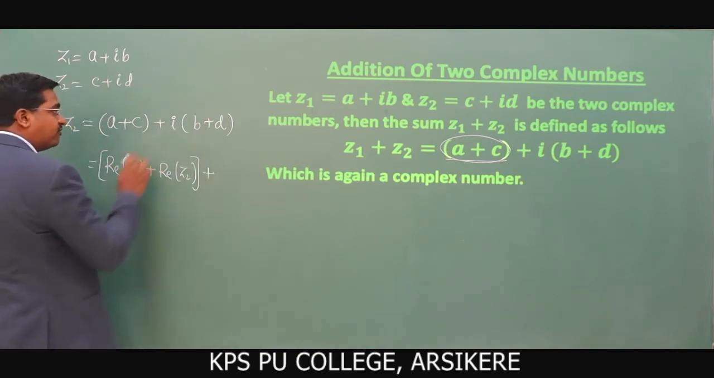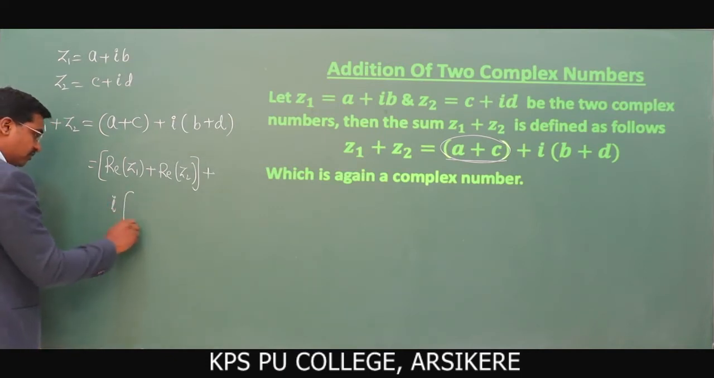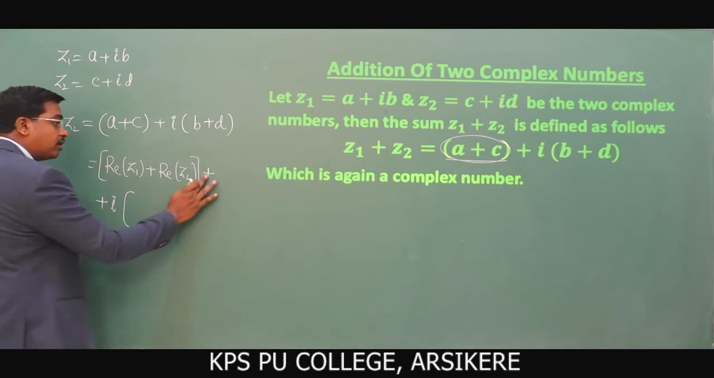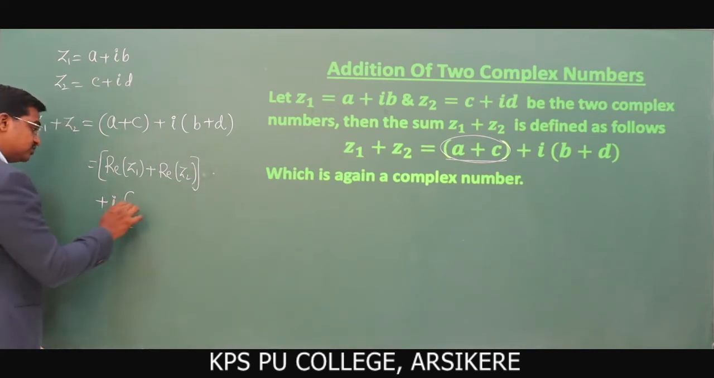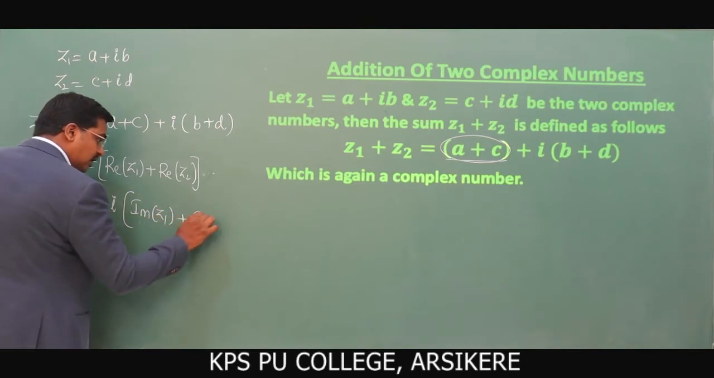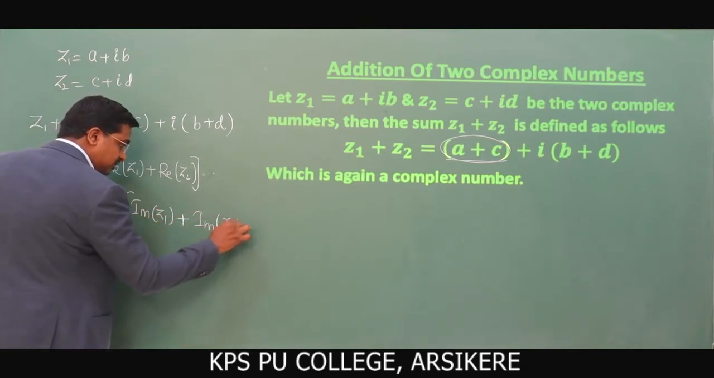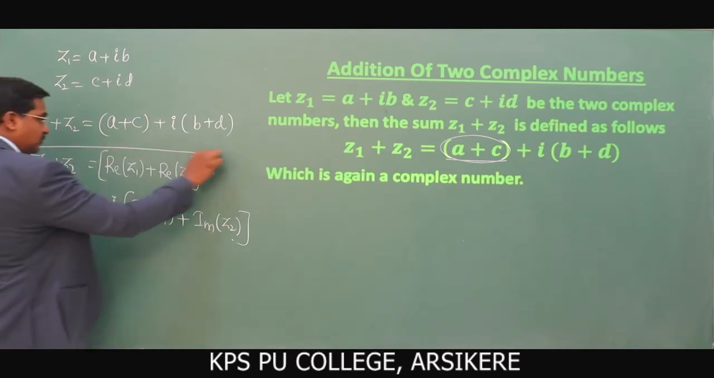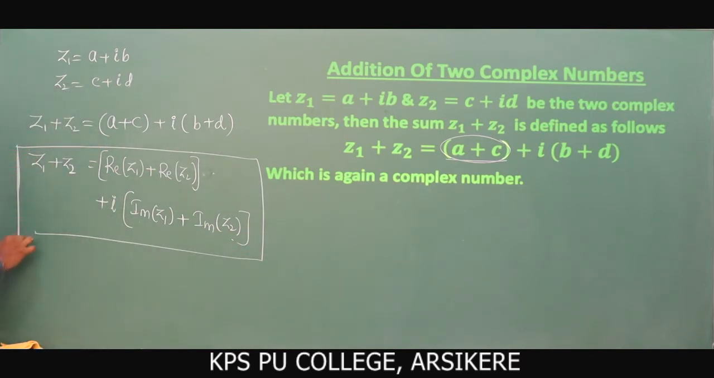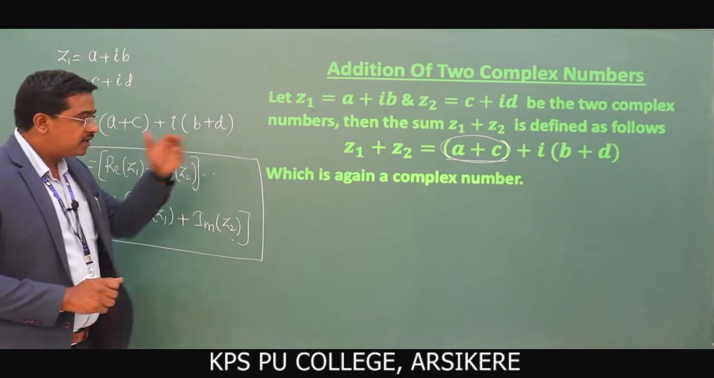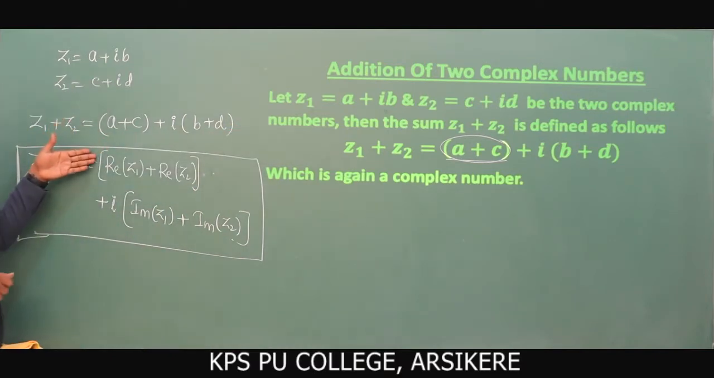Plus again i times, what is b? b is the imaginary part of what? z1. So Im of z1 plus Im of z2. This is the sum of two complex numbers z1 plus z2. Take a pause and note down all the things I have written here: the definition, then this.